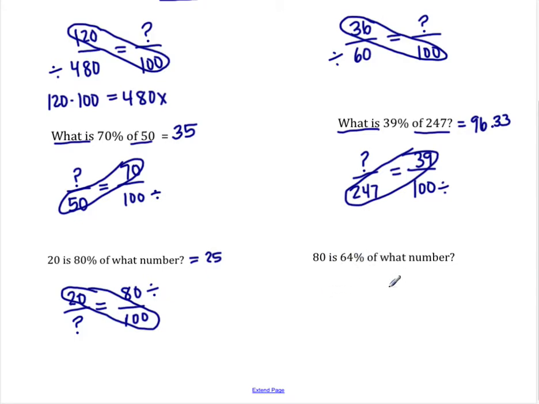One last one. 80 is 64% of what number? So 80 is 64% on the top over 100 always. Of what number? So my of is the what I'm looking for. Multiply across 80 times 100 gives me 8,000, and then divide by 64 gives me 125. So check to see if that answer makes sense. What I'm saying is 80 divided by 125 should give me 0.64 or 64%.